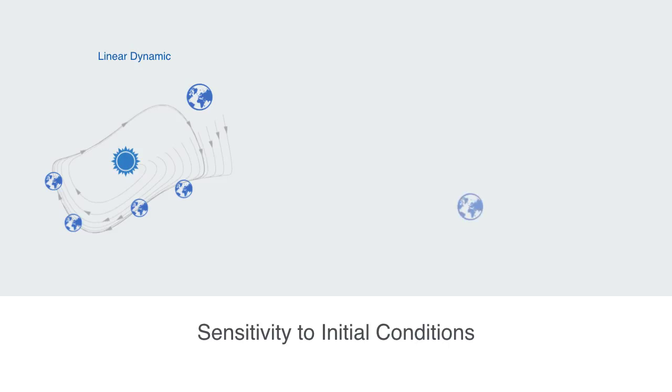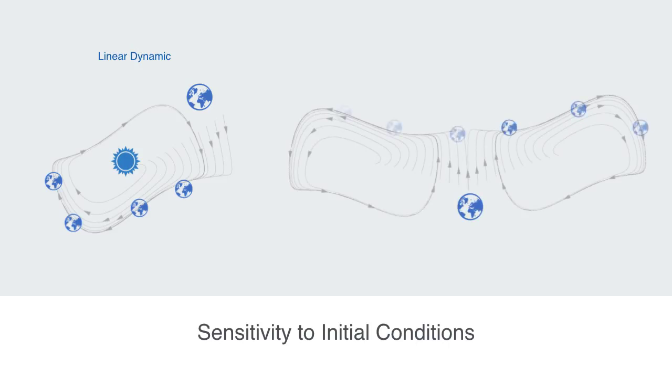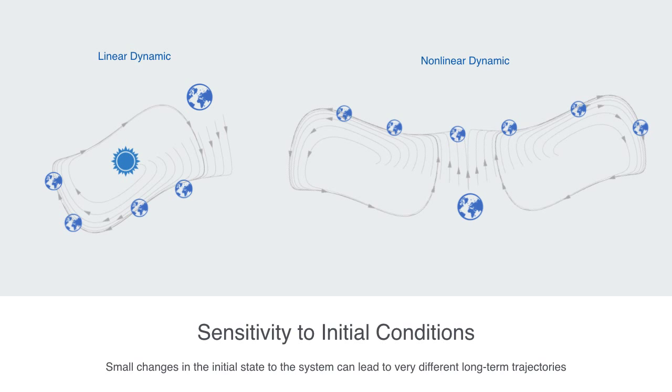Whereas with simple periodic motion, it was not important where the system started out. There was only one basin of attraction, and it would simply gravitate towards this equilibrium point and then continue in a periodic fashion. But when we have multiple interacting parts and basins of attraction, small changes in the initial state to the system can lead to very different long-term trajectories, and this is what we call chaos.